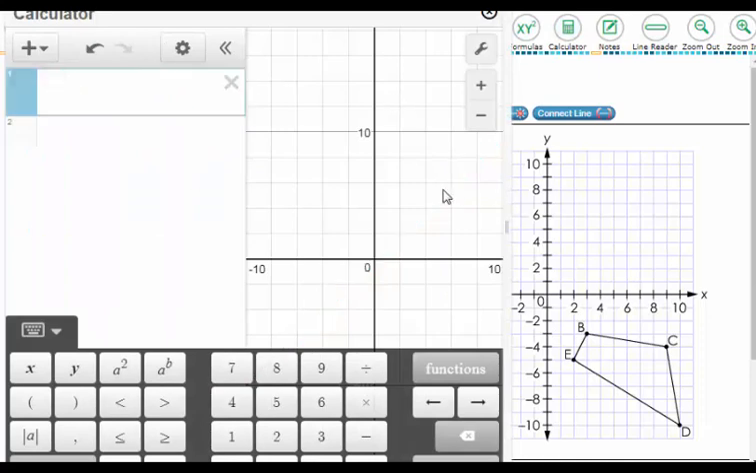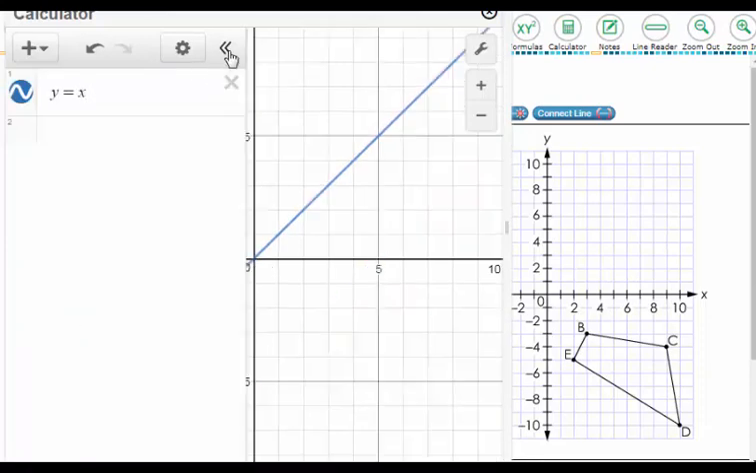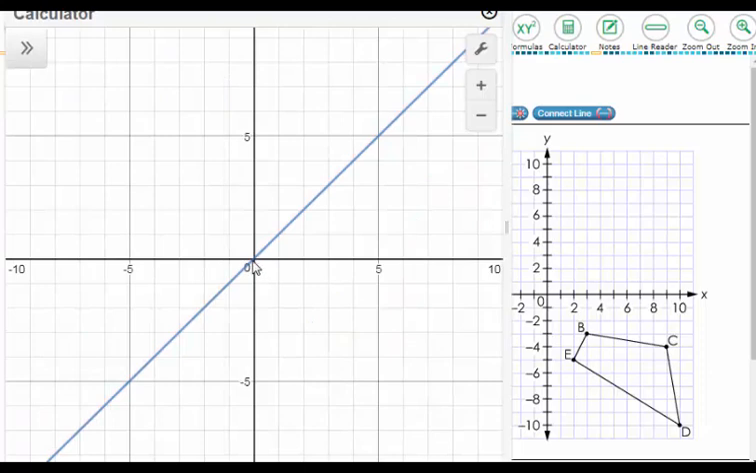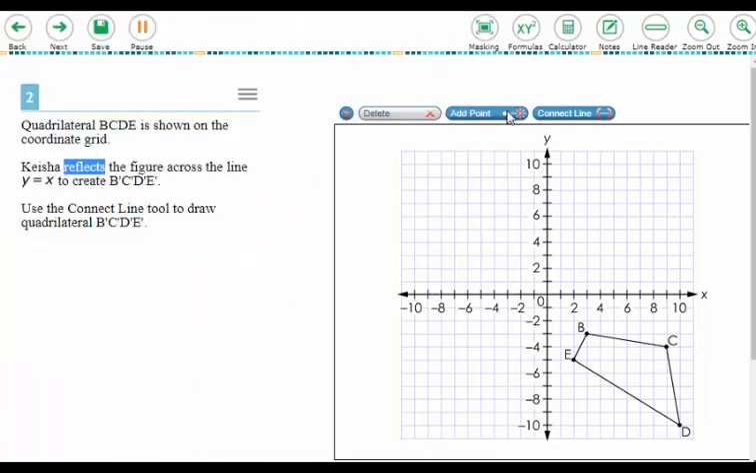You can open up the calculator. Sorry, I already had it in there. I'll delete it so you see all steps. So if you click calculator, you can type it in here, y equals x. You can hide this so that it makes it a little bit bigger, but you see it does go through 0. Your slope is 1. It kind of makes a diagonal line right there. So you can create a line just to help you out so that it looks like this.